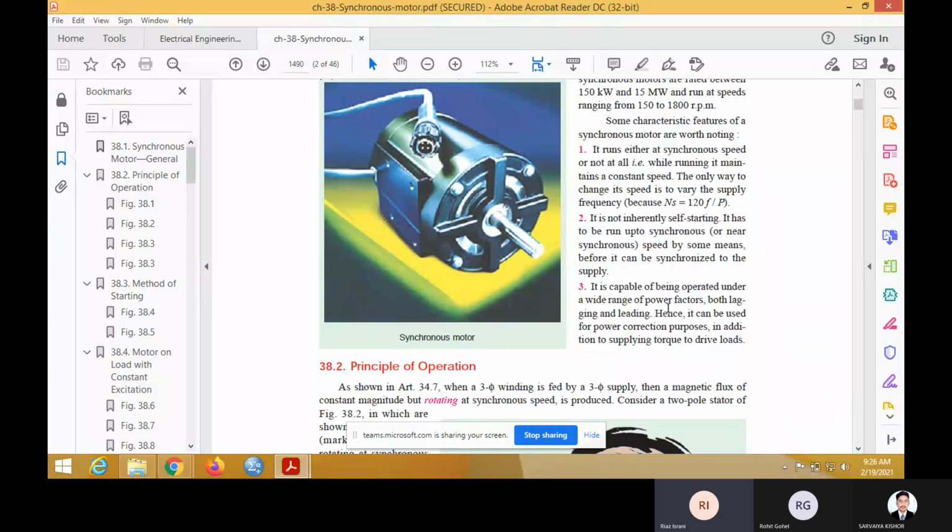Now it is capable of being operated under a wide range of power factor. So that is the main benefit. Synchronous motor can work as a lagging power factor, as a unity power factor, and as a leading power factor device. So we can widely change the power factor of synchronous motor. Okay, so in some cases, synchronous motor is also used to improve the power factor of the load. In that application, synchronous motor works as a synchronous condenser, which provides the leading power factor to the system.